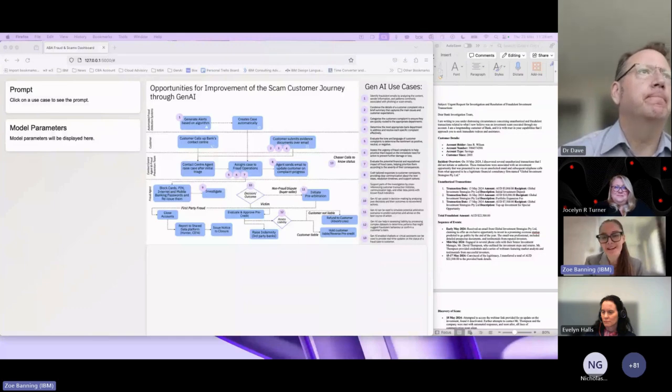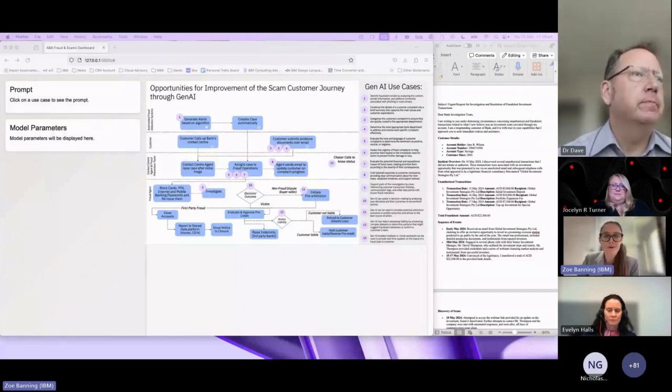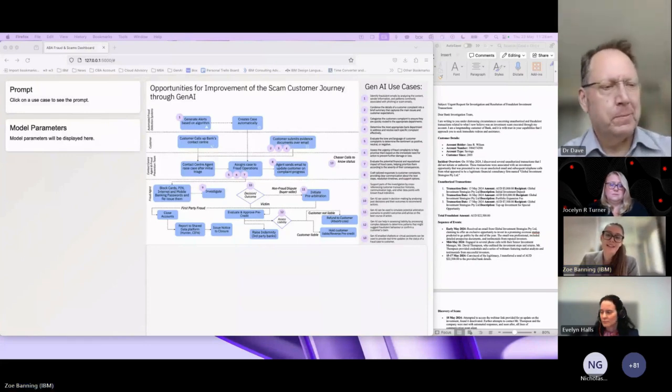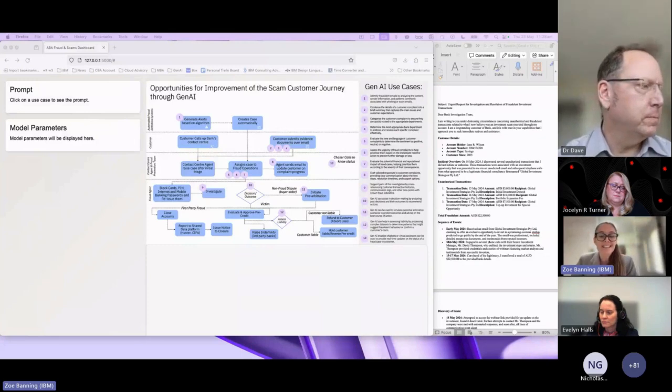All right, hey everyone, my name is Zoe Banning. I'm a GenAI consultant from IBM, focused on the financial services industry. And like Dave, I've also been involved in a lot of GenAI projects over the past year. But today I'm really excited to demonstrate how GenAI can transform the scam customer service experience.